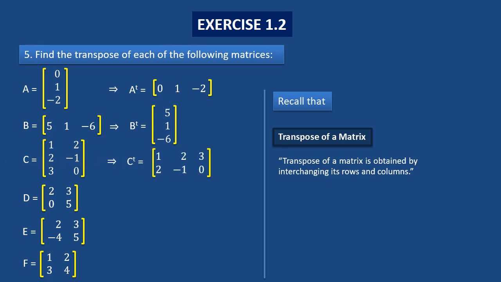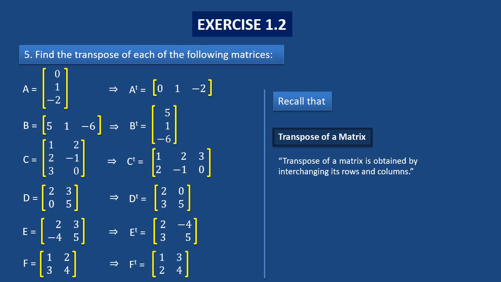This is C transpose. C is of order 3 by 2 and its transpose is of order 2 by 3. This is transpose of D, this is transpose of E, and this is transpose of F. Note that every row has become column and every column has become row in each of the transposes of the given matrices.